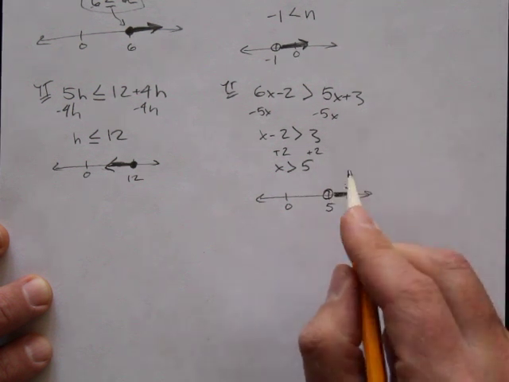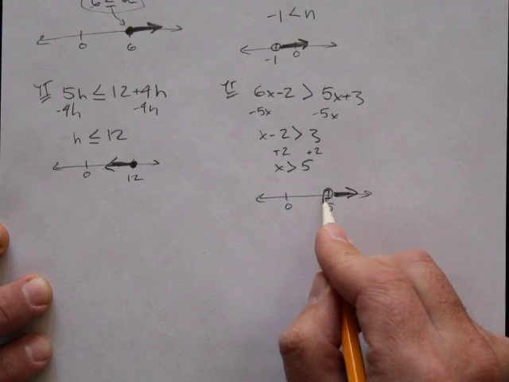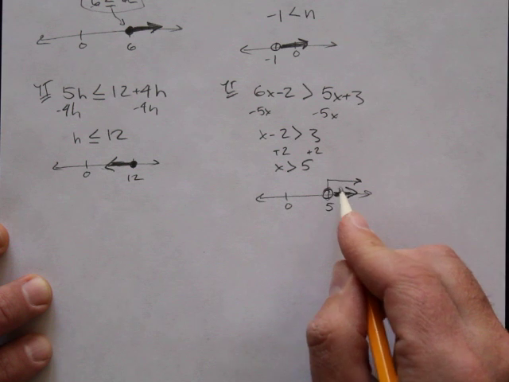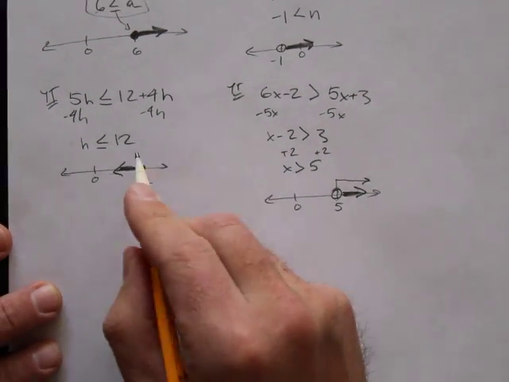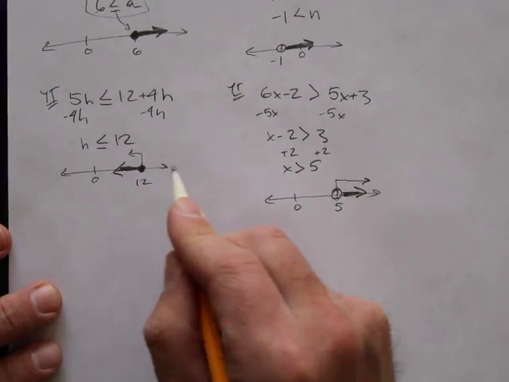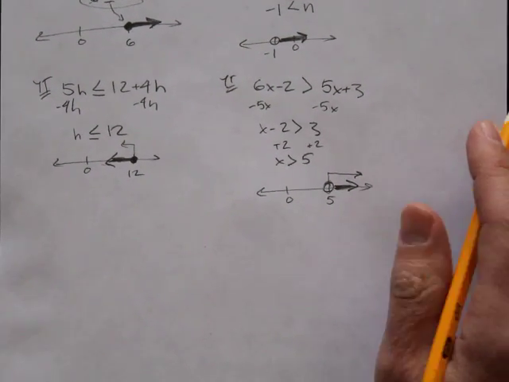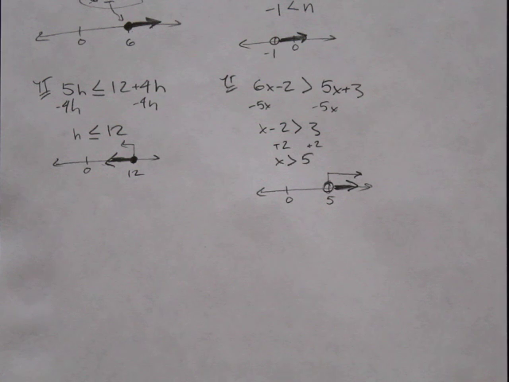Now some of you may have learned to have an open circle and then draw the arrow like this. Either one of these is totally fine. If you drew the arrow like this instead of like this, it doesn't matter. Either way is totally fine with me. Okay, and that is all of the notes for 5-1.